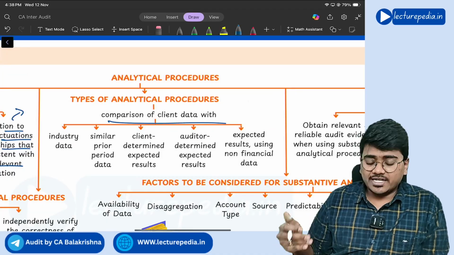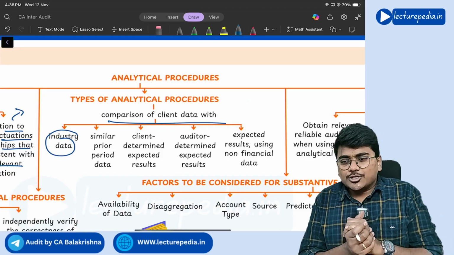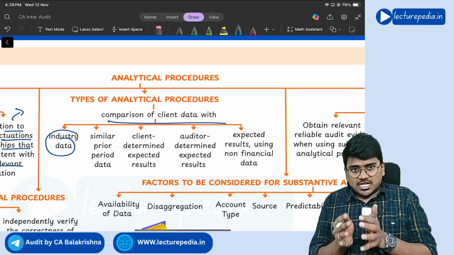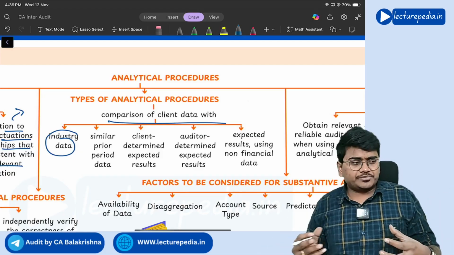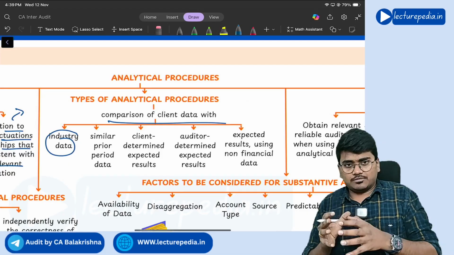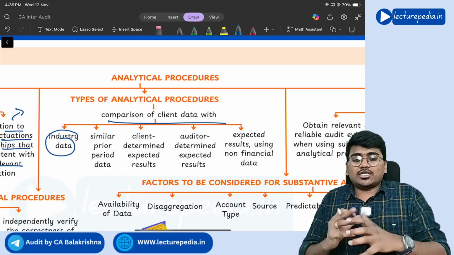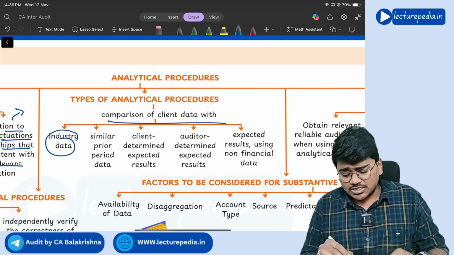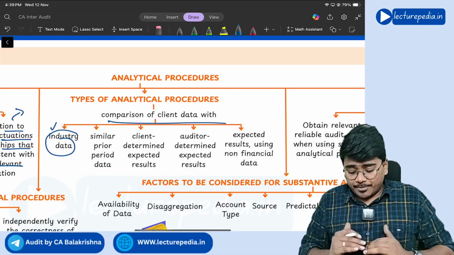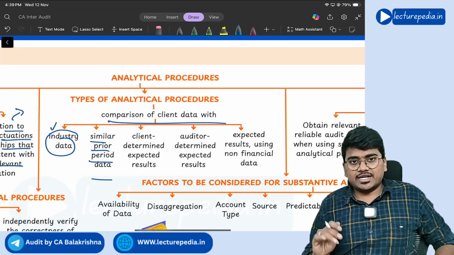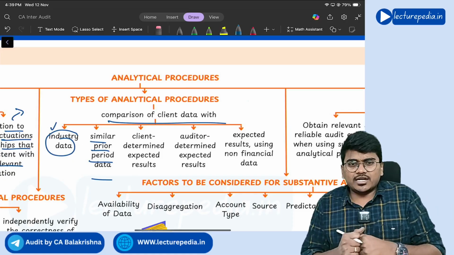Comparison of client data with industry data. So in case of this analytical procedure, you can compare data of the client, sales of the client, with the data of the industry. Industry means, let's say the entity is in car manufacturing. Now all the companies that manufacture cars taken together, you will call it an industry. So comparing the company's data with industry data, or comparing the company data to similar prior period data. So current year data of the company you are comparing with the prior period. That is also an analytical procedure.